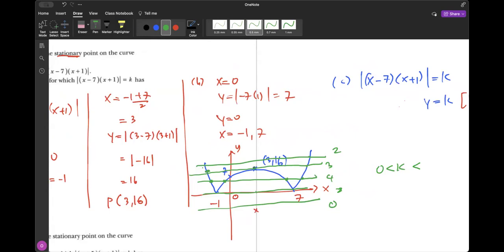Then it must be less than the highest point。这个最高点是多少？What is the y 啊？16，所以小过16。Okay, it's less than 16 because the highest point is 16. Then this is the solution.